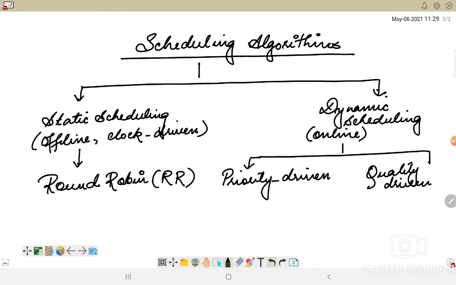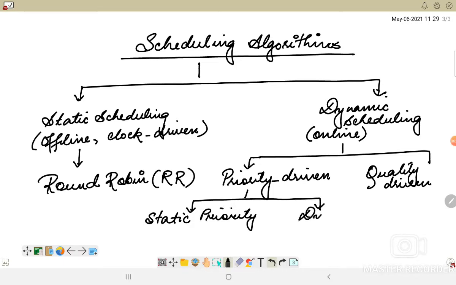Priority driven and quality driven. For priority driven, we again have two different categories of it. One which is having a static priority and the next one which is having a dynamic priority.